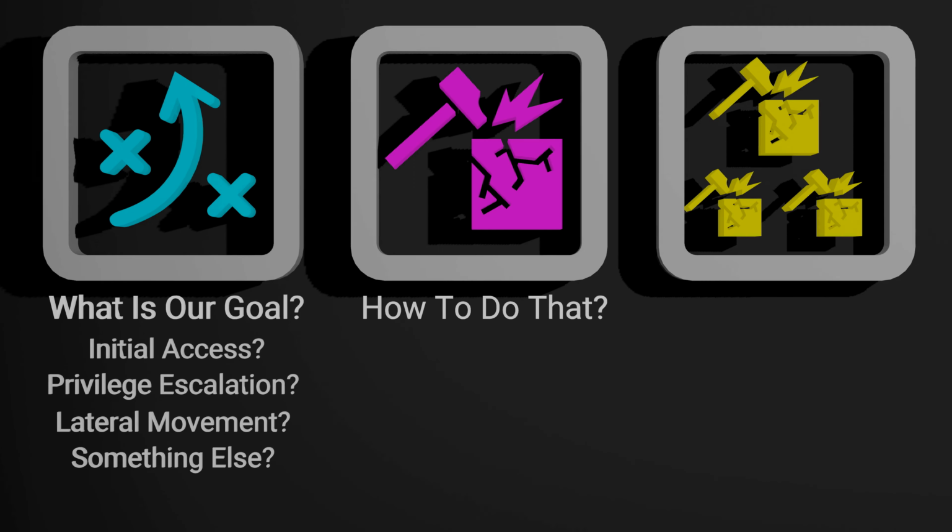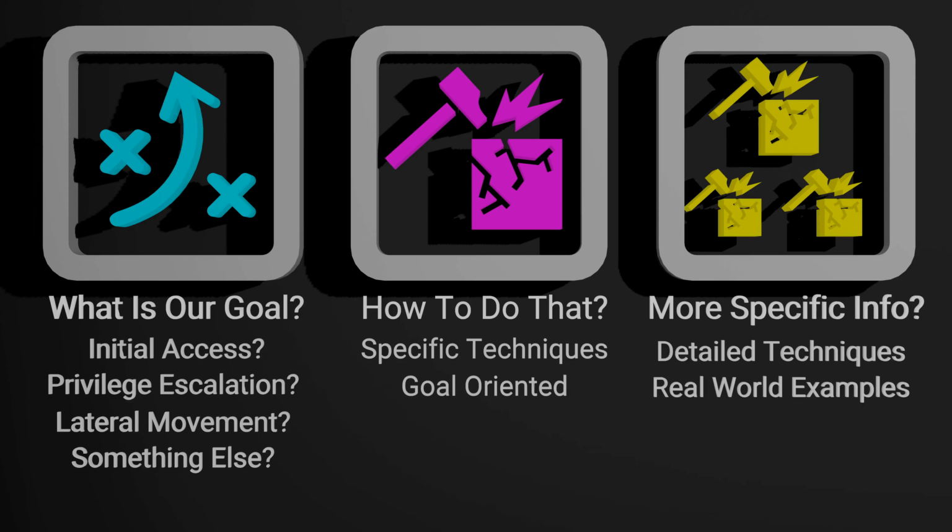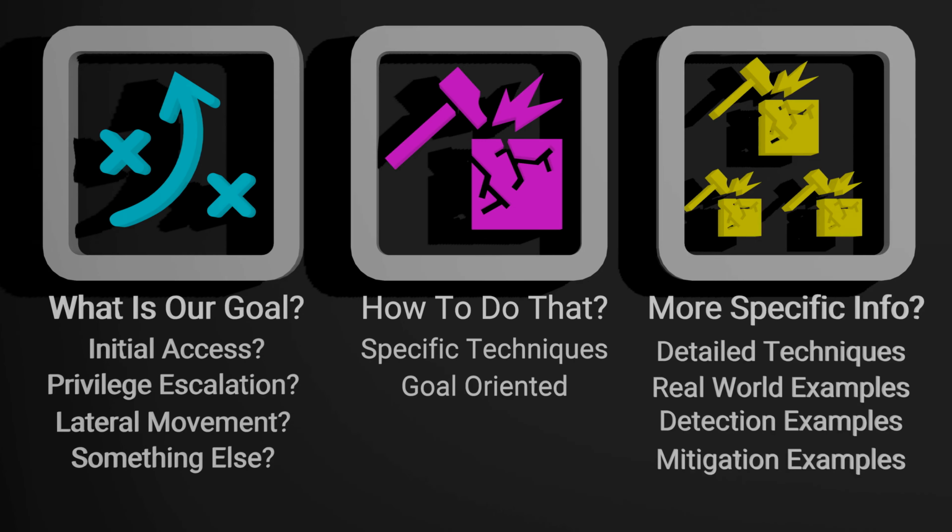Techniques are the how, the specific actions an adversary might take to achieve a tactic. Sub-techniques provide even more granular detail on how a particular technique might be executed. These techniques are mapped to real-world examples and often include information on detection and mitigation.